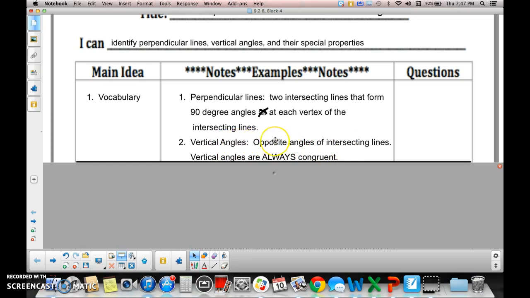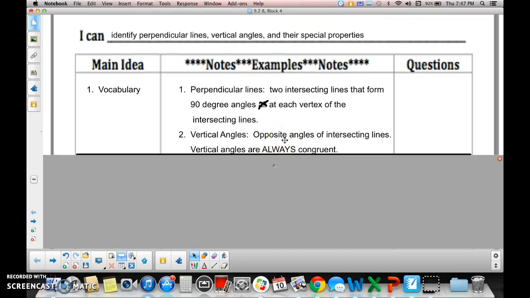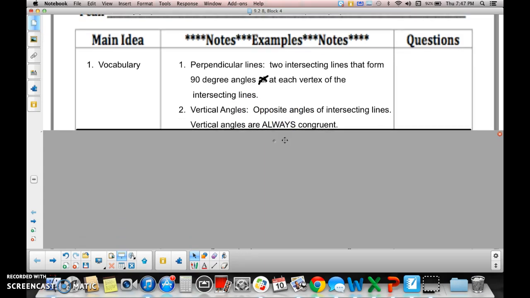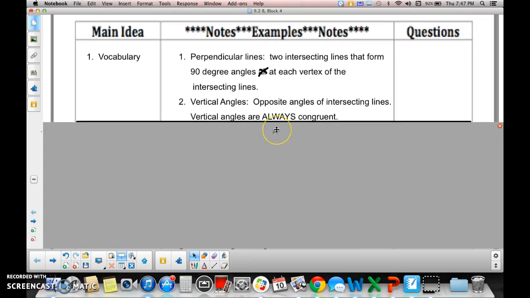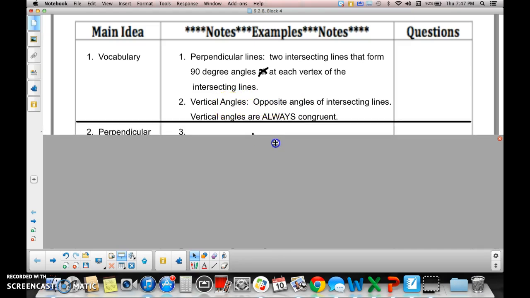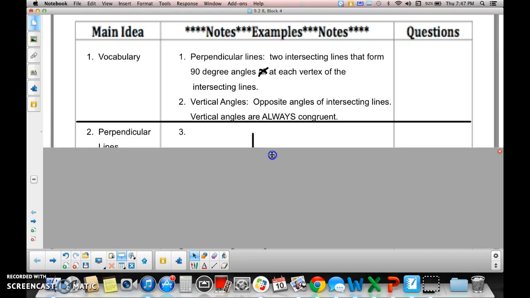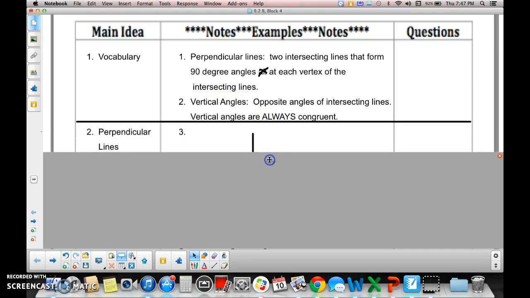So, vertical angles would be opposite angles of intersecting lines, and vertical angles, you guys, are always congruent. And I'll talk more about vertical angles down here in the examples, but you actually already know this. You just didn't know that opposite angles of intersecting lines were called vertical angles. Again, I'm moving on to perpendicular lines for main idea number two.